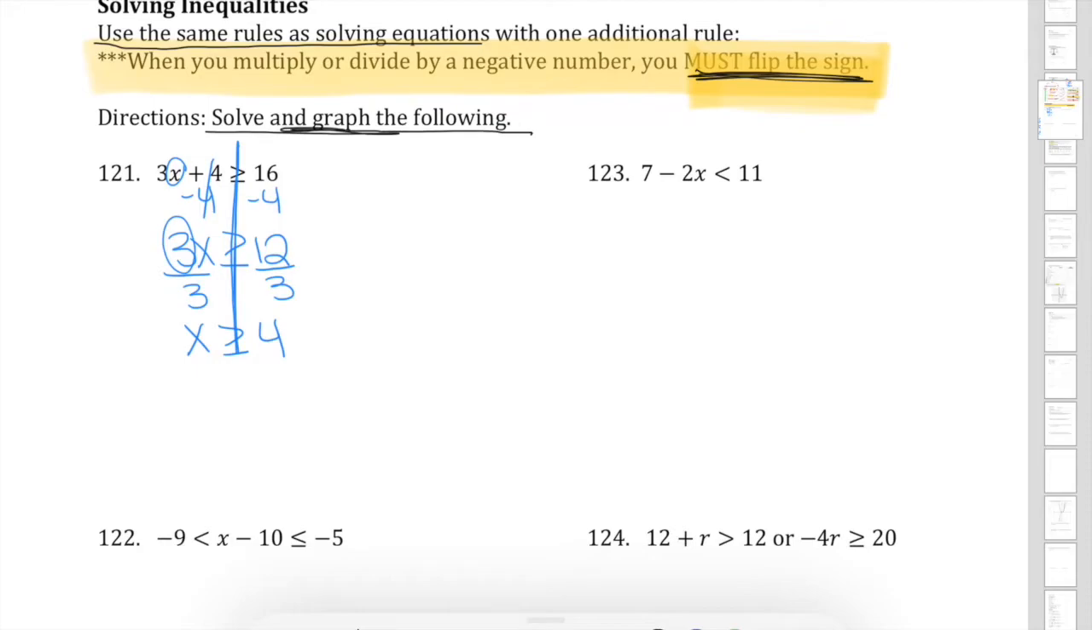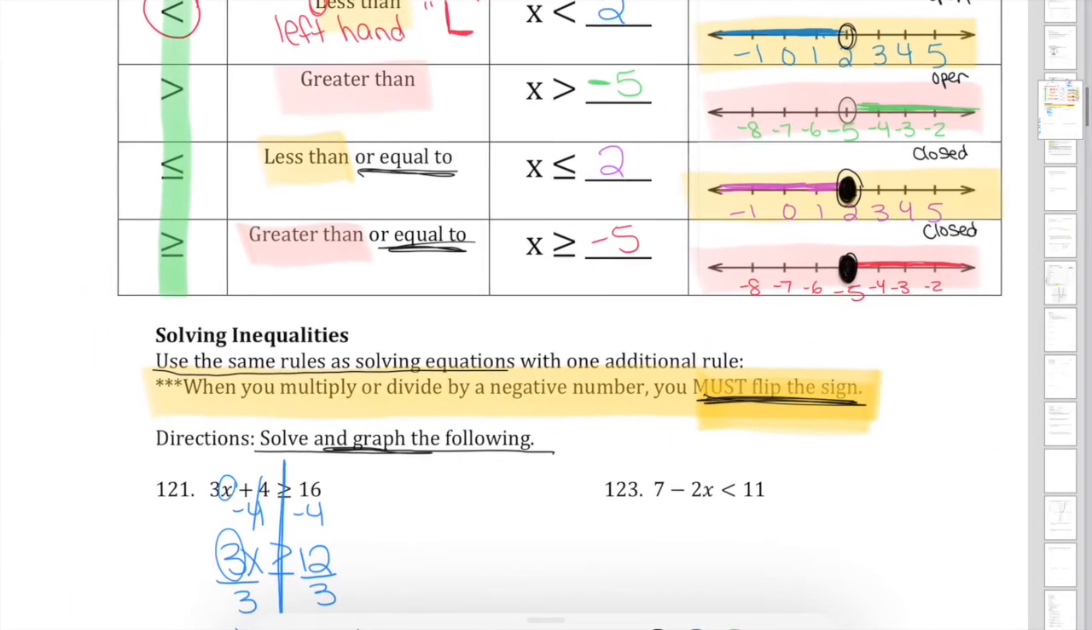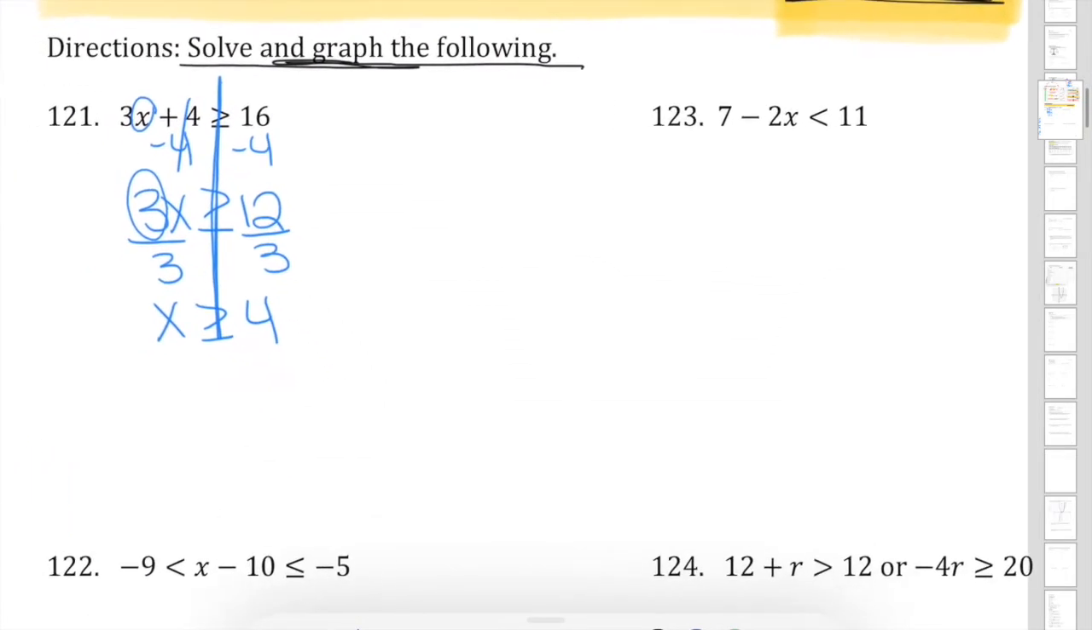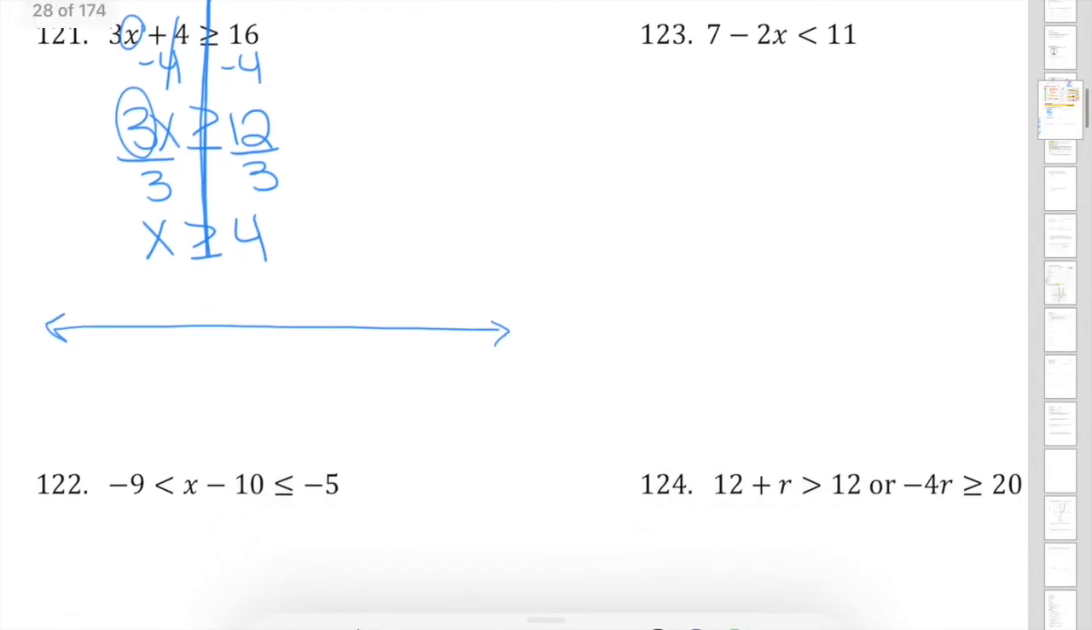Now notice in the directions it says to solve and graph the following. So I need to put that on a number line graph just like we saw above in the table. So I'm going to draw a number line. The most significant number here is 4, so I'm going to put that in the middle with some reference numbers around it.